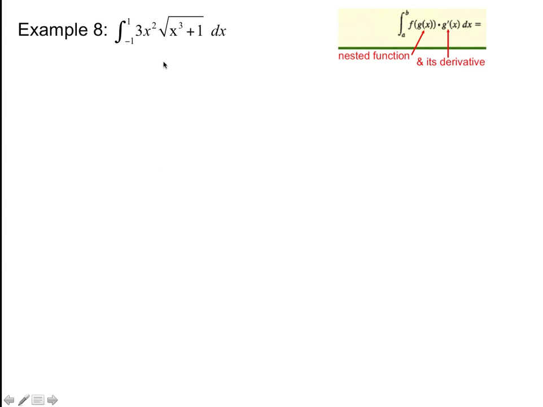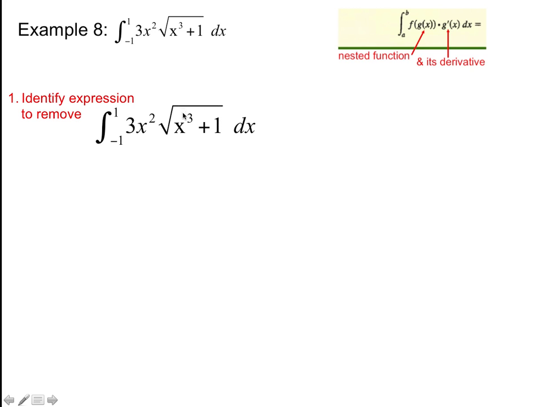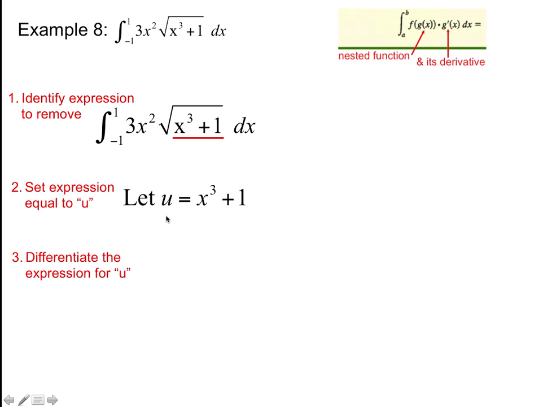So if we look at example 8, we're going to run through this again. We can see the relationship here between having a function and its derivative. We're going to go through our 8-step process again. We're going to identify that expression to remove. Step 2, we're going to set that equal to u. Step 3, we're going to differentiate that. So du dx equals 3x squared.